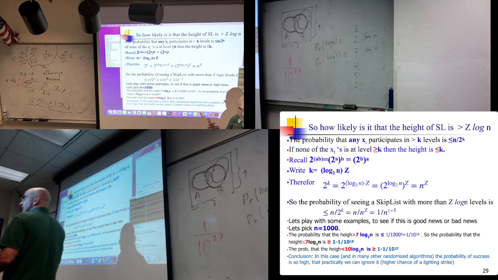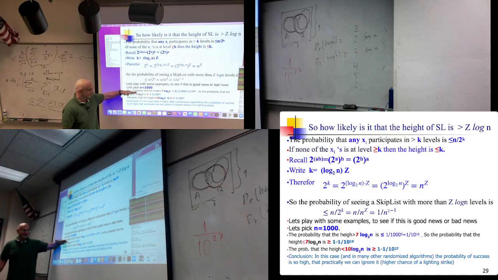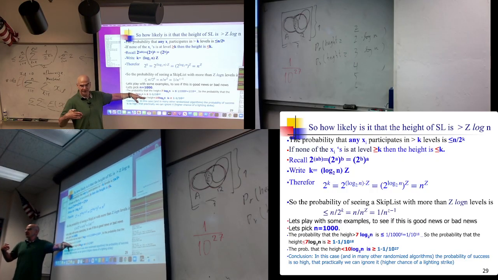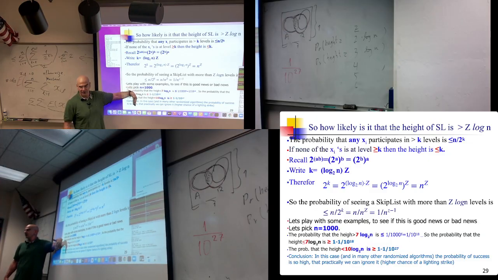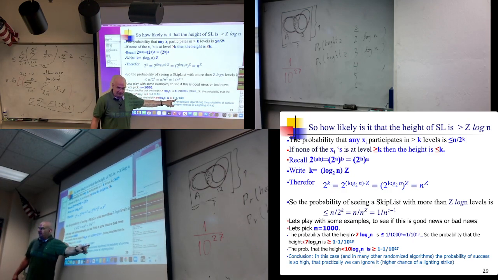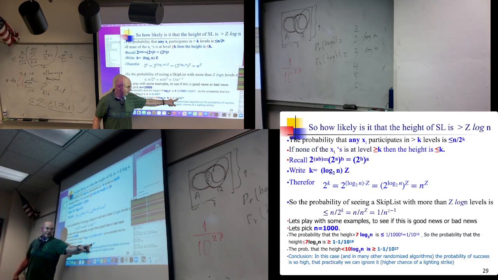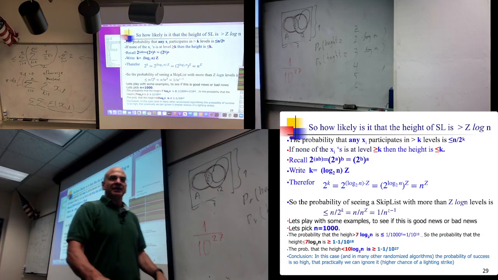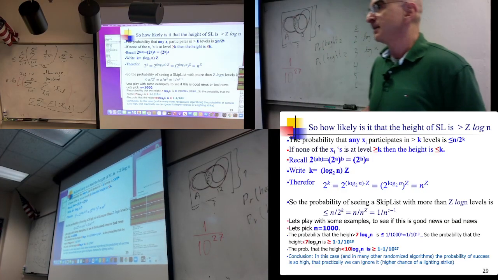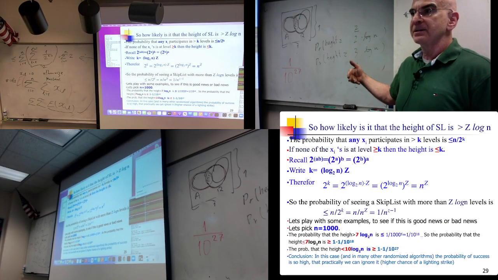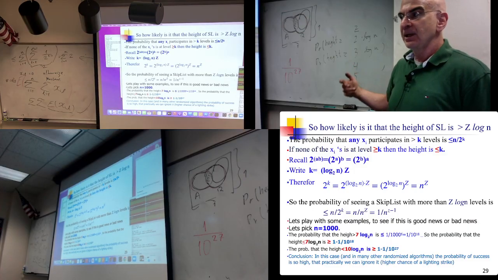What's the complement event? If no key wants to participate in so many levels, what's the chance of it? It's 1 minus the chance that somebody does participate in so many levels. It's 1 minus 1 over 10 to the 27, making it an extremely unlikely event that you'll see such a bad skip list, or extremely likely that your skip list will be well behaved.